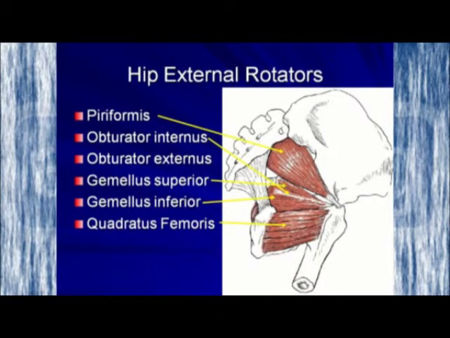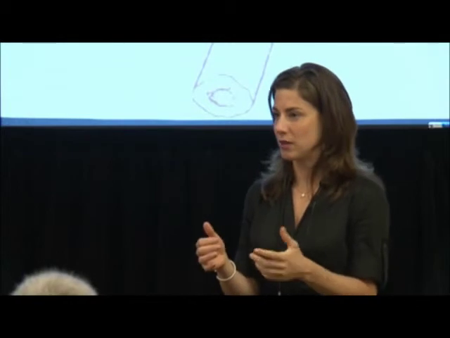Hip external rotators, you've got a whole bunch of them. And I remember we learned P, Go, Go, Q in anatomy because you've got piriformis, gemellus, obturator, and then quadratus femoris. And that's not necessarily clinically important because they're kind of all melted in together and really even difficult to differentiate and tease out in the gross specimen in the anatomy lab.